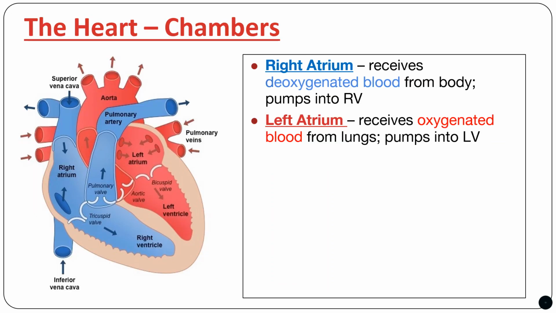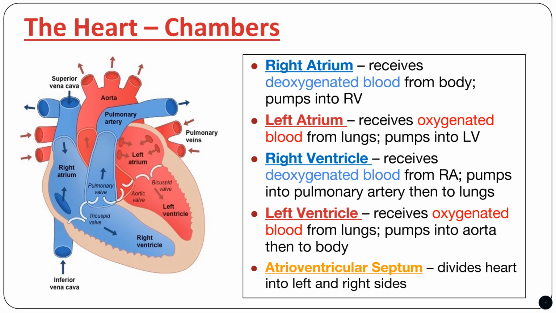All right, let's talk a little bit about our heart chambers. So blood is going to enter from the superior vena cava. This is going to be deoxygenated blood coming from our venous system. It is going to enter into the right atrium, go through the tricuspid valve, and into the right ventricle. From the right ventricle, this deoxygenated blood is going to be pumped into the pulmonary artery and into the lungs to be oxygenated.